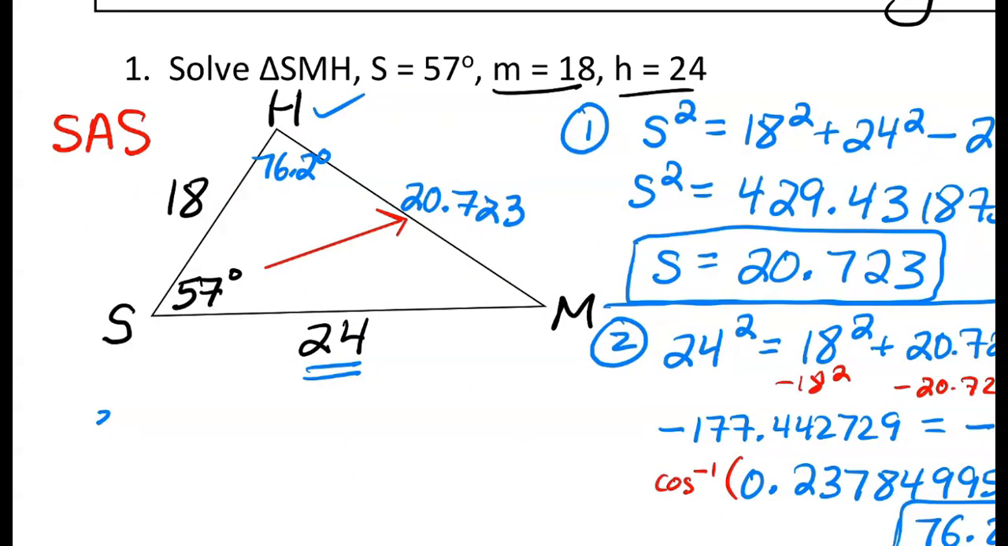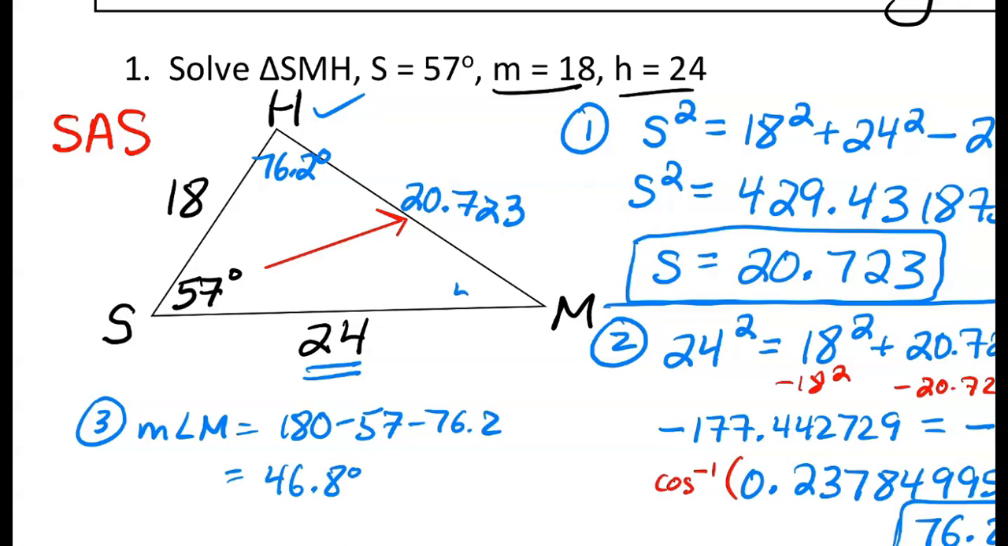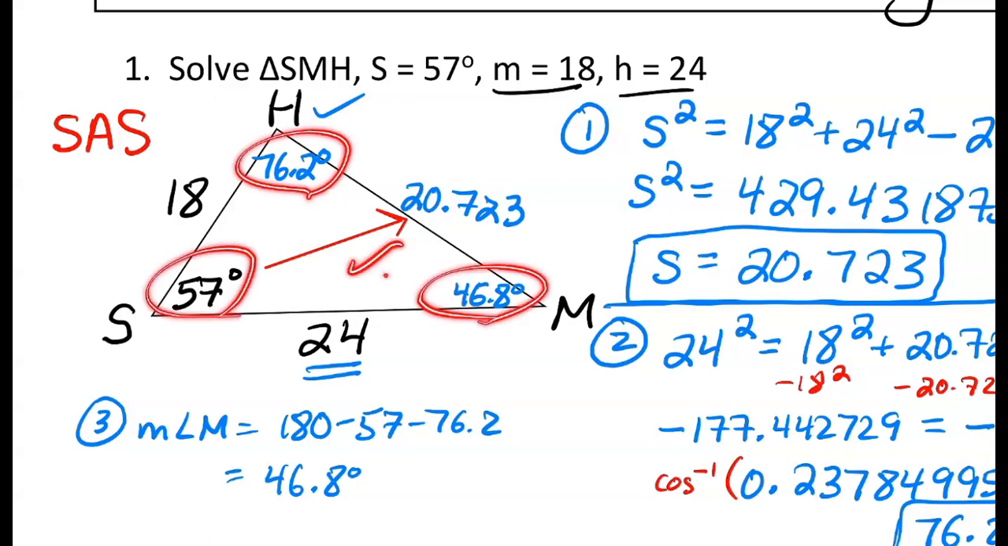And then our third step, we don't need to use the law of cosines or sines or anything from there. We have one angle and we know the other two, so the measure of angle M would be 180 minus 57 minus 76.2, which equals 46.8 degrees. You can see that we have solved the triangle. We know all three sides, check, and we know all three angles, check. That's what we mean when we say solve the triangle.